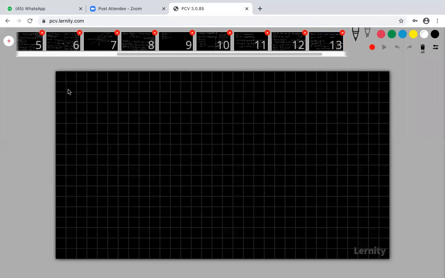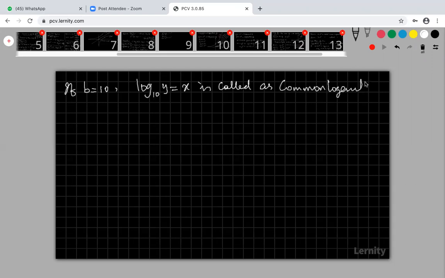So here, if your base b is equal to 10, then log base 10 of y is equal to x. This is called the common logarithm function. If my base is equal to e, then log base e of y is equal to x, which is called the natural logarithm function.